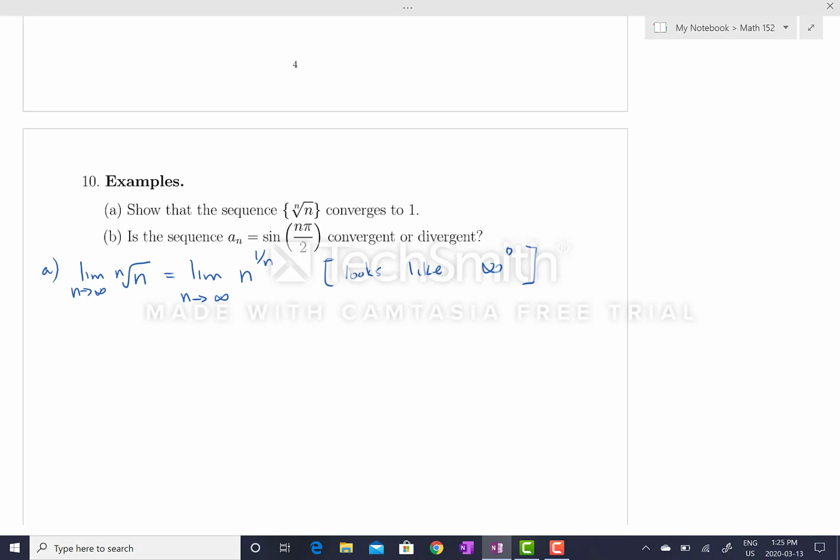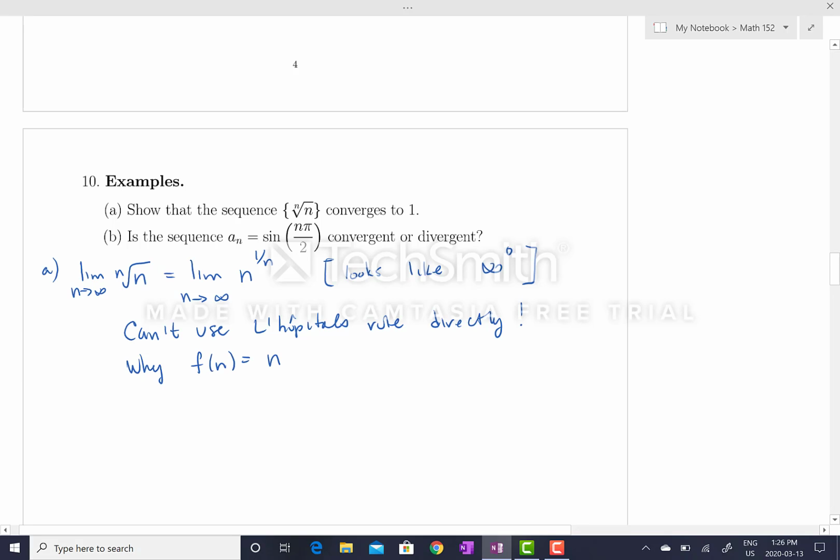Okay, so let us note this. Can't use L'Hopital's rule directly. Why? If I wrote it this way, this function is not continuous. It's just defined on the integers. So I have a bunch of discrete points. I cannot take the derivative.